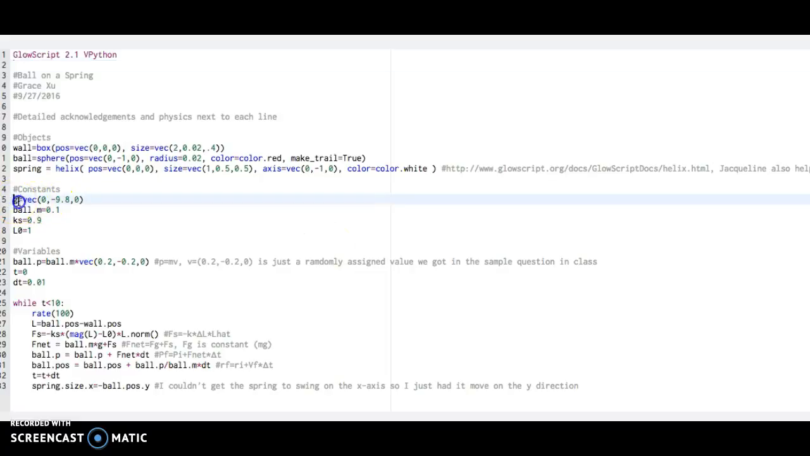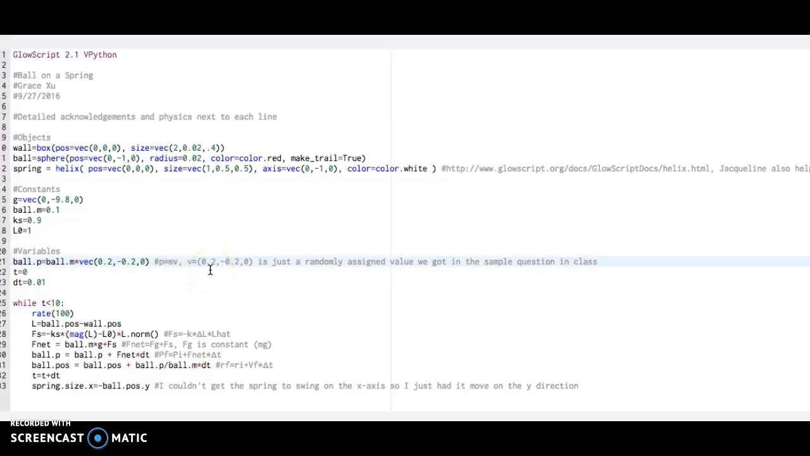And here are all my constants. Obviously, G is always that number. But the mass of the ball, the spring constant, and the initial length are all subject to this problem. And the only variable I had was the momentum of the ball, so I can use it to update the positions later, and it's just P equals mv.